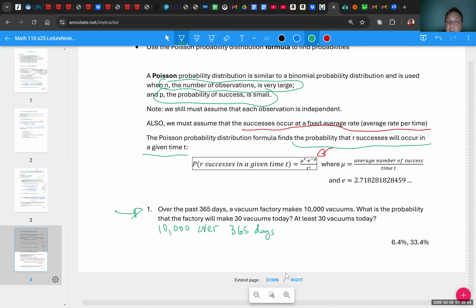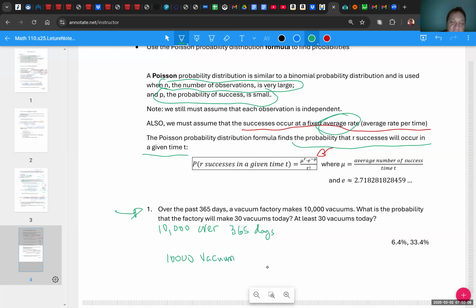To write that as a rate, we're going to do the 10,000 vacuums over 365 days. That's going to be my rate. And when I divide this out, I'm going to get the number of vacuums per day, because I divide it out over the 365 days. So it's 10,000 divided by 365.